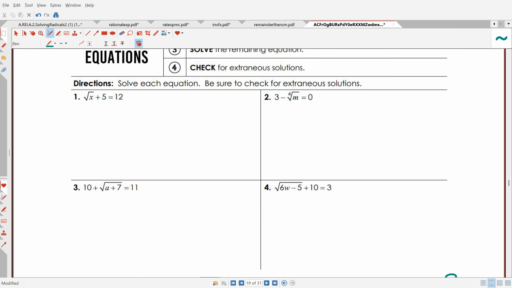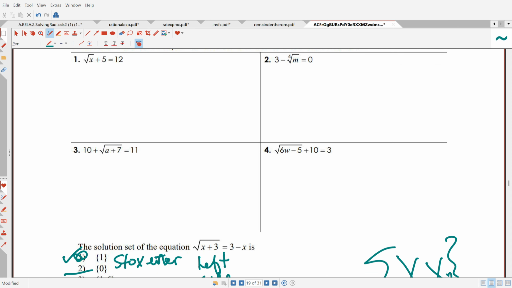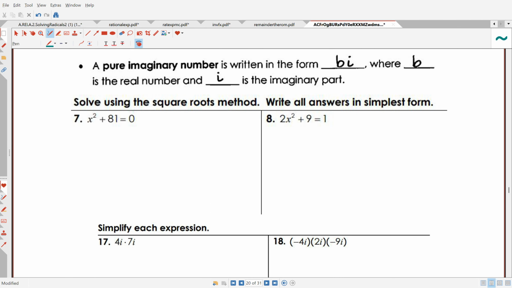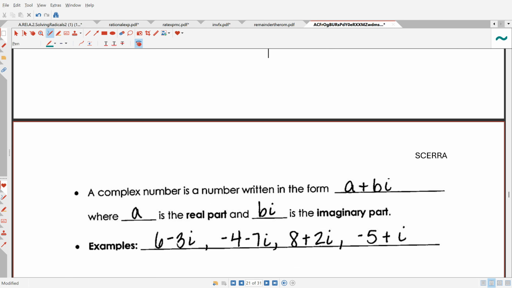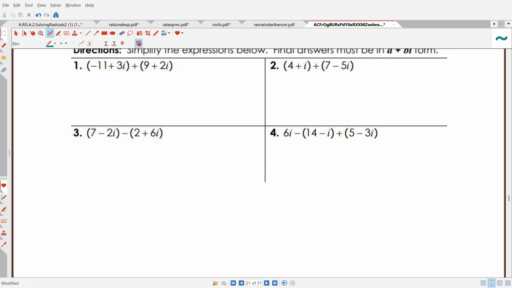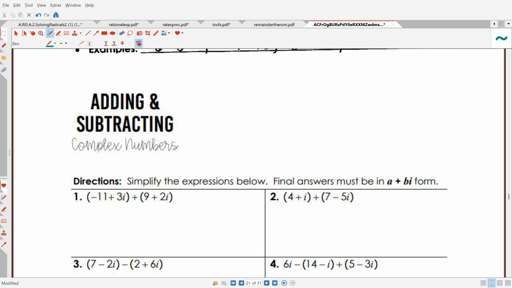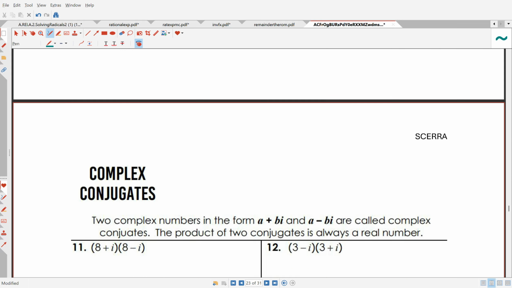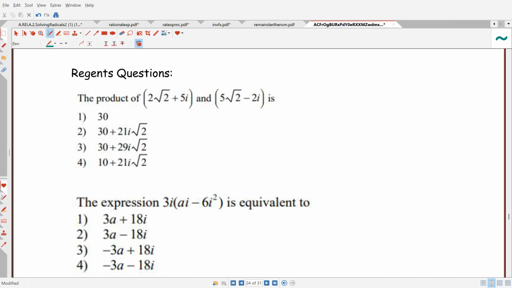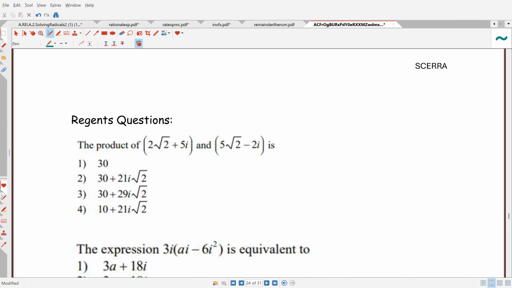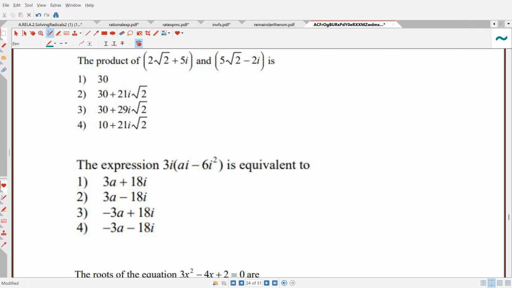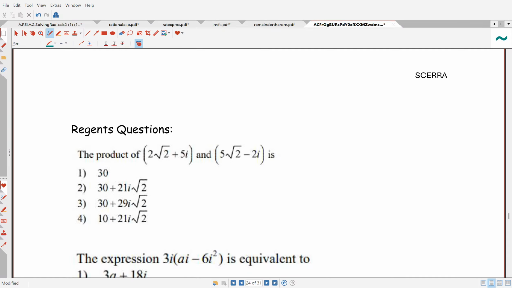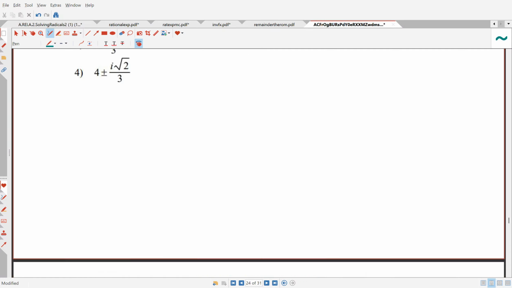Now, if it's open response, I'd rather we do the actual Regents questions, not the examples she gives, because it's going to be the Regents questions. If it's stuff like this with complex numbers, you're just plugging it in the calculator if you're in A plus Bi form. I don't think you have to worry about those. I want to show you Regents questions with an i. Just make sure it's in A plus Bi form, and plug it in.